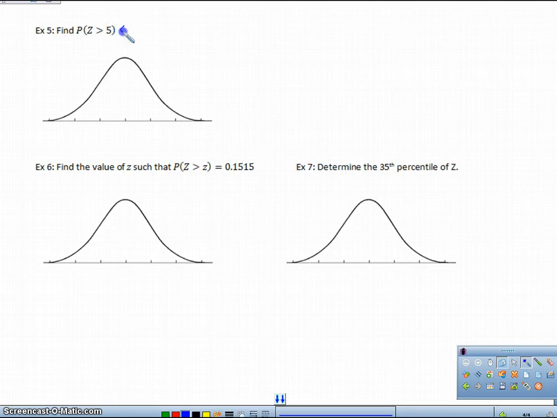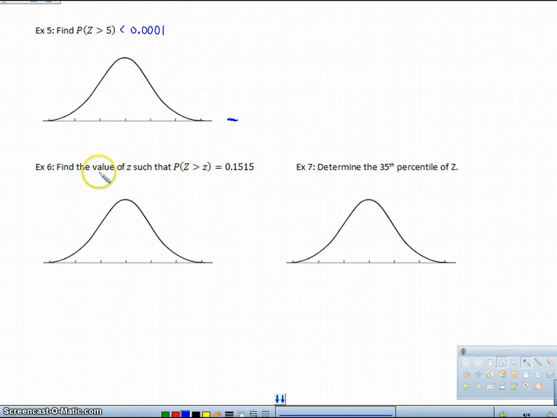Greater than 5. Well, that's going to be way out here, and we talked about this in class. 5 is a ridiculous, really crazy high z value. So we're just going to say it's less than 0.0001. That's a super duper small probability. That shaded area is way out here, so small. You have a better chance of seeing a unicorn and getting struck by lightning at the same time before that happens. So small.